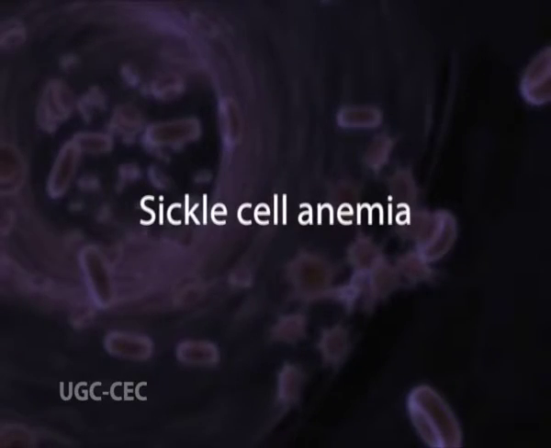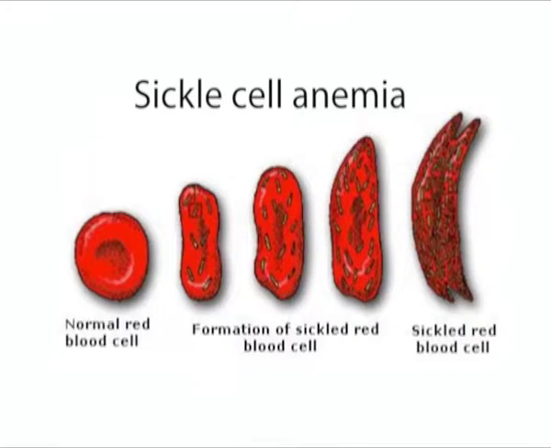Sickle cell anemia, a genetic condition that affects mostly people whose families have come from Africa, South or Central America, India, etc. This is a genetic disease where the hemoglobin molecules distort the RBC. The red blood cells become sickle shaped, sticky, stiff, and block the blood flow.